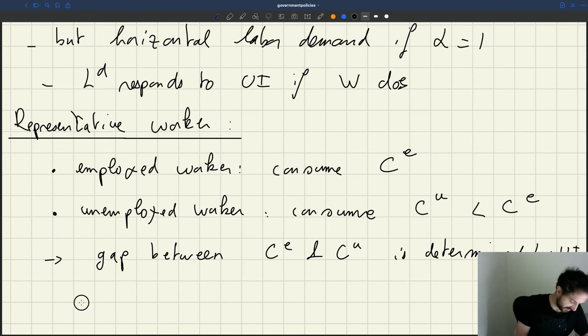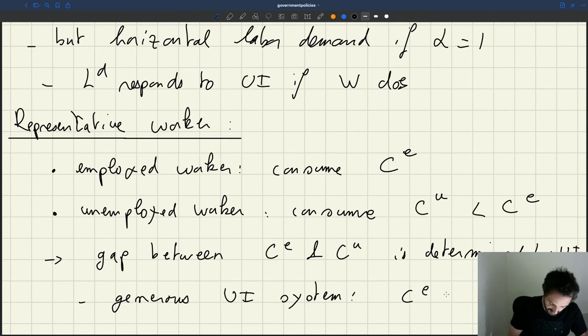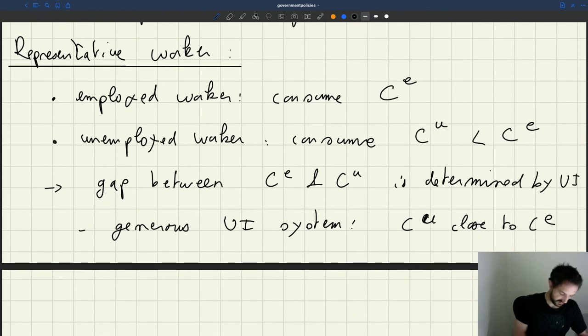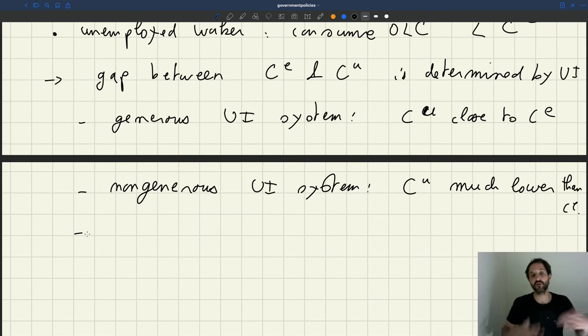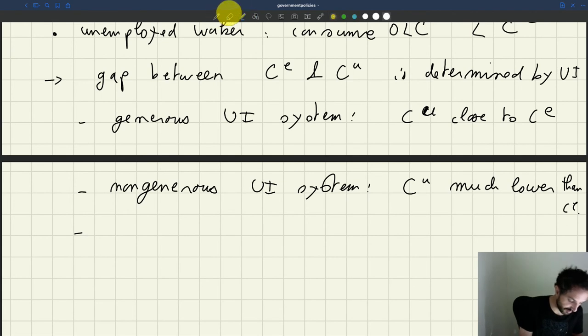If you have a generous UI system, CU, let's say, is close to CE. If you have a non-generous UI system, then CU is much lower. I should say CU has to be positive, of course, the consumption. CU is much lower than CE. Okay? And when we talk about increasing the generosity of UI, it's going to mean getting CE and CU closer together.